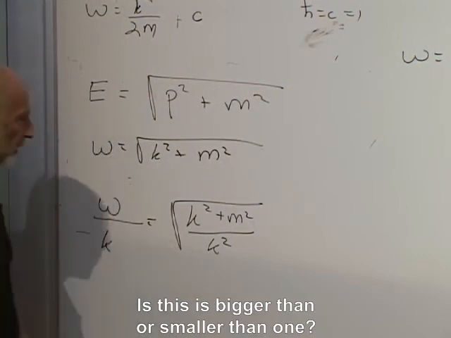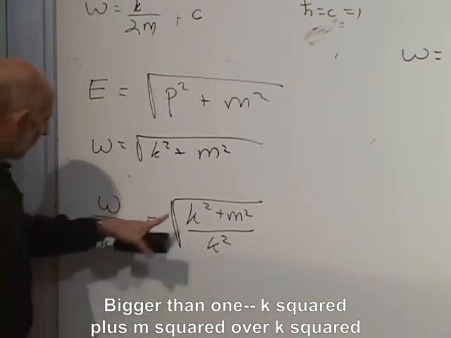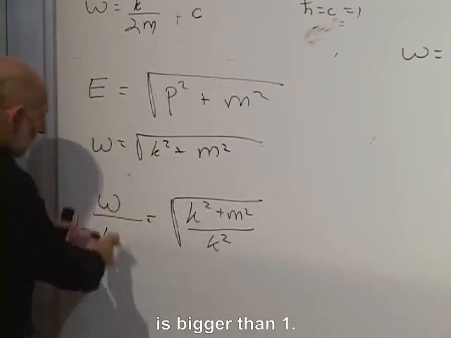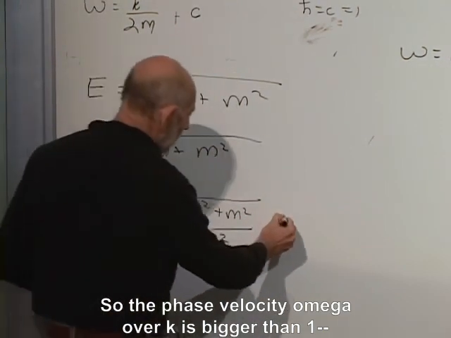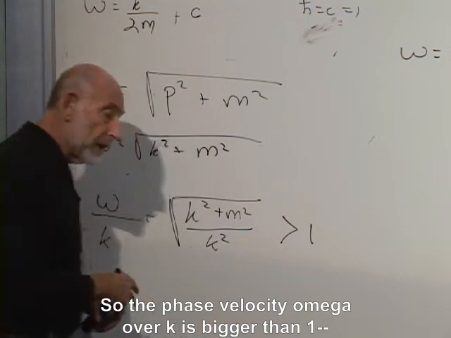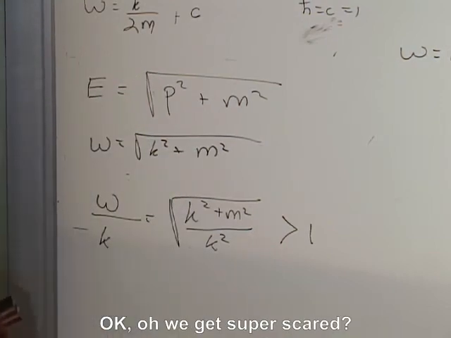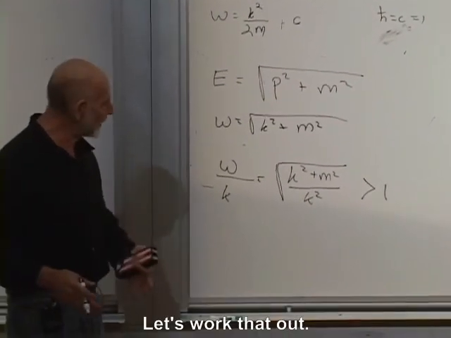Is this bigger than or smaller than 1? Bigger than 1. K squared plus m squared over k squared is bigger than 1. So the phase velocity, omega over k, is bigger than 1. Bigger than the speed of light. Okay? Uh-oh, you get a little bit scared. Waves moving faster than the speed of light. But what about the group velocity? Let's work that out.